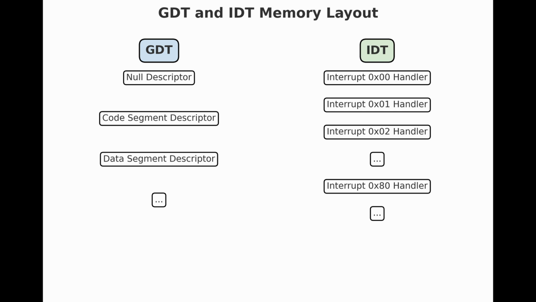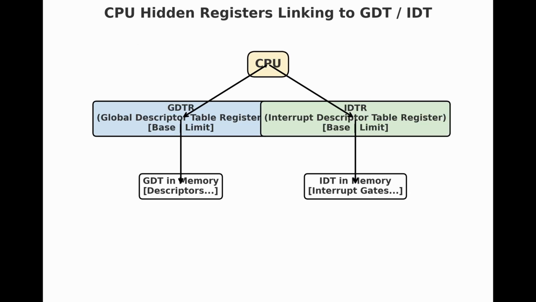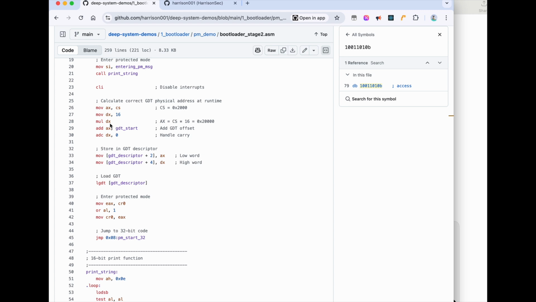Both of these tables are loaded into special hidden registers inside the CPU: GDTR for the GDT and IDTR for the IDT, and we load them using the LGDT and LIDT instructions. Here is how the switch works. We load our GDT into GDTR.